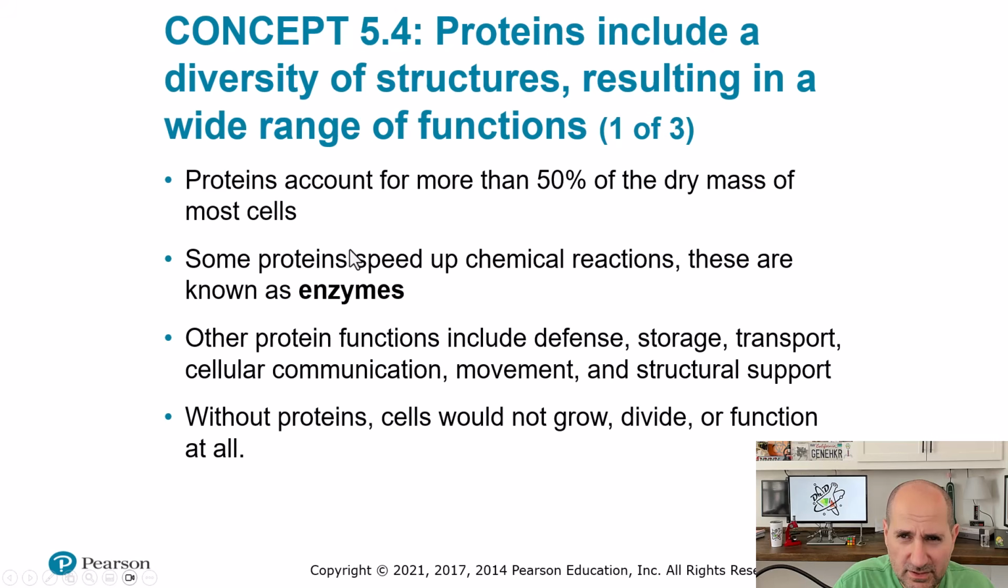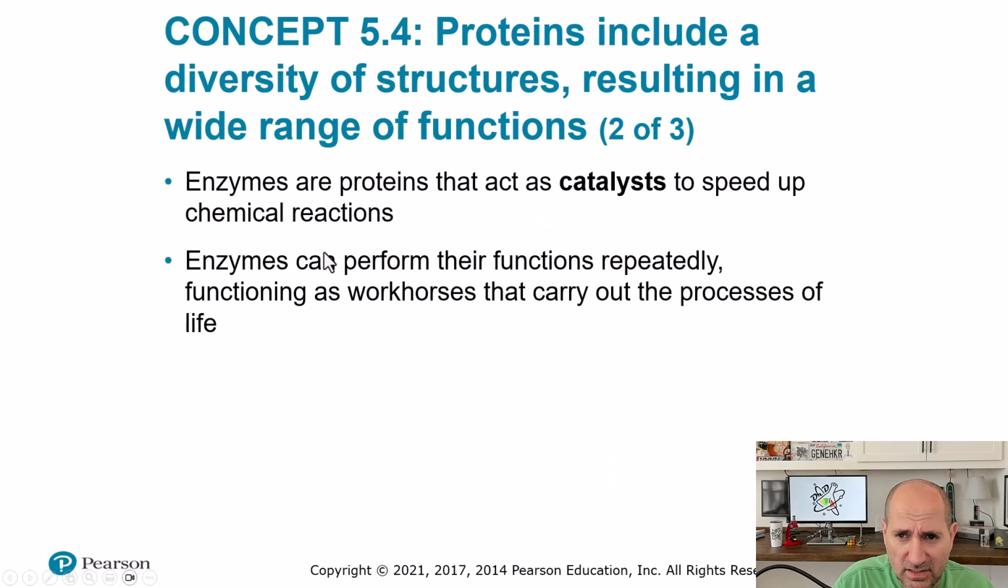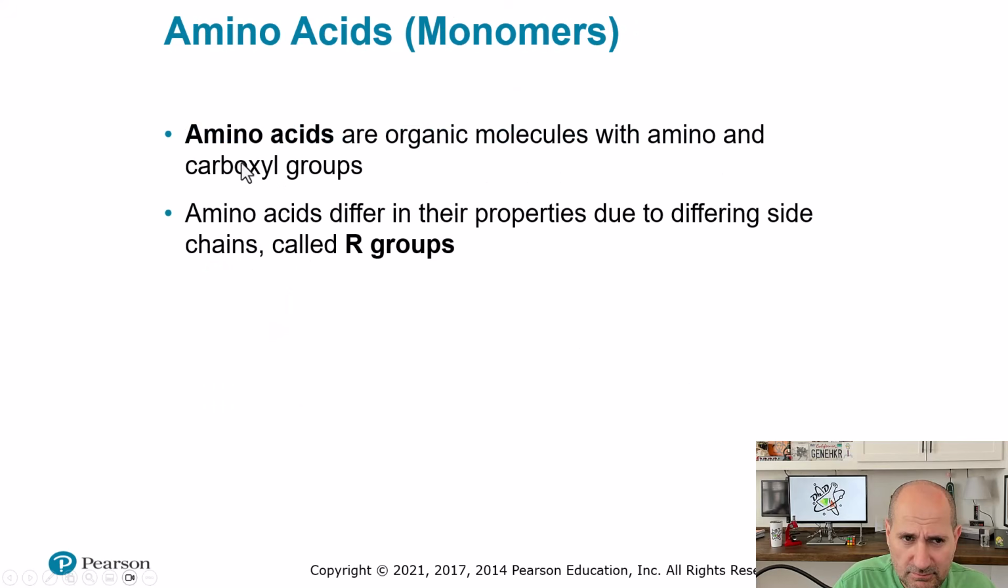All right, next, we talked about proteins. You should know that proteins have all different kinds of functions. Proteins are made up of amino acids. Amino acids link together to form peptide bonds. And when you link amino acids together, you form polypeptides and proteins. This is an amino acid. You should know that amino acids have an amino group.